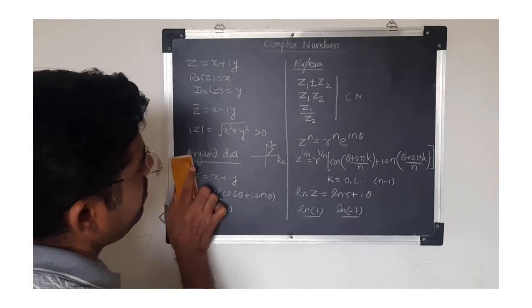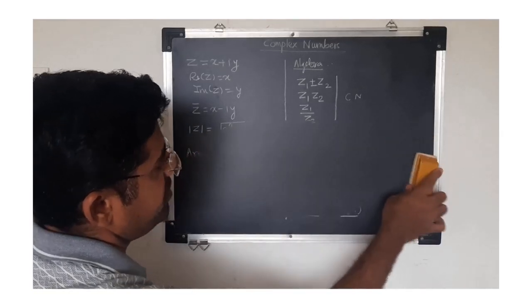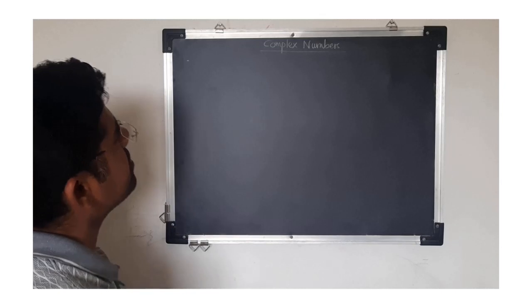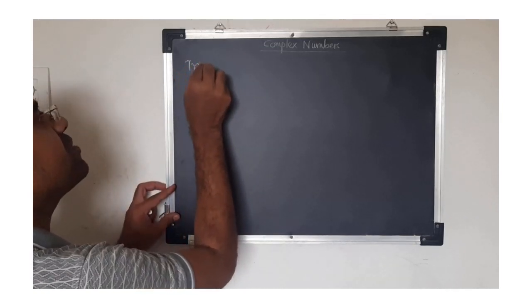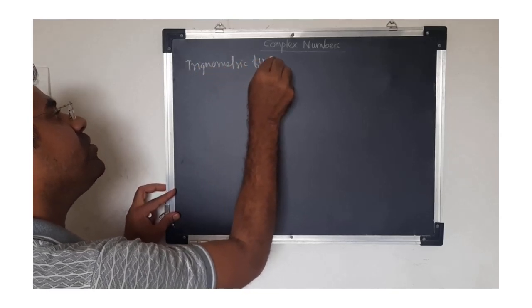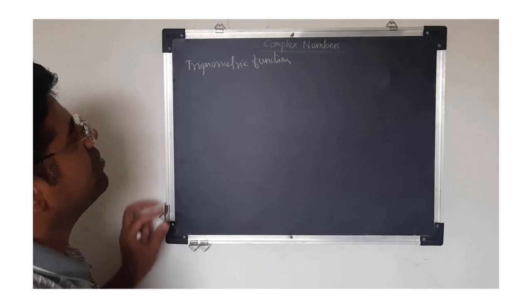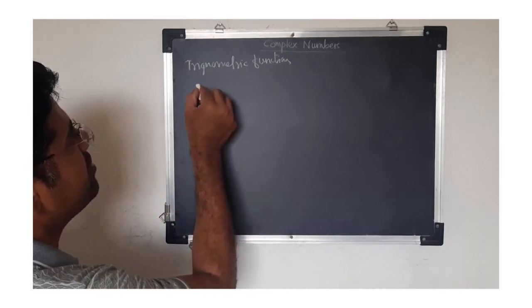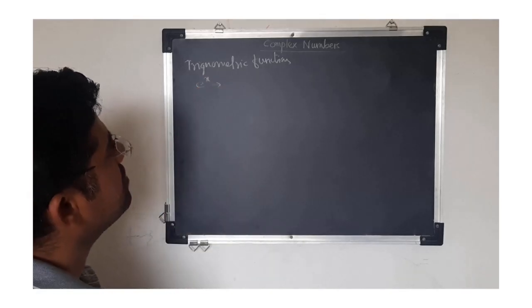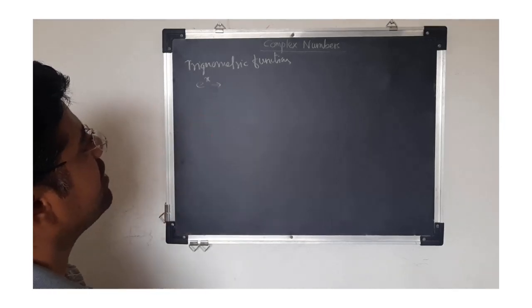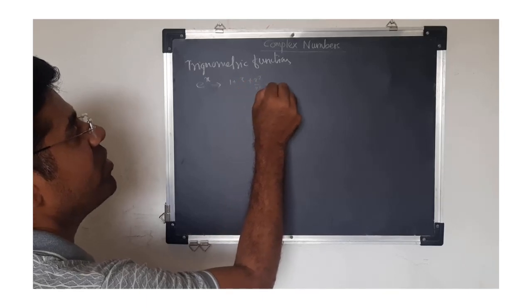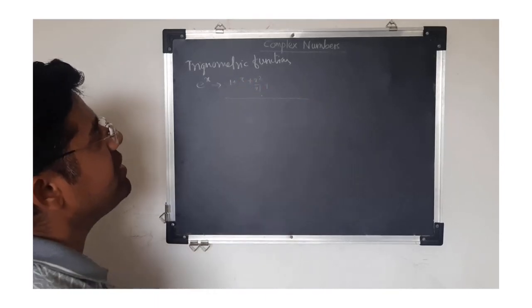Now today we will see the trigonometric function. Suppose you are given a function, say e raised to x. Here you have to find the infinite series, just like 1 plus x square upon 2 factorial and so on. So that is the tedious case.